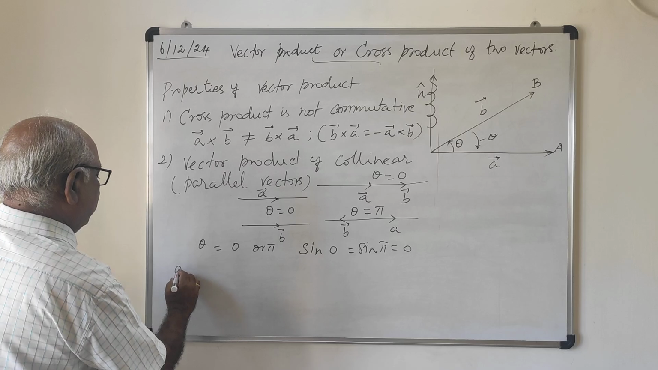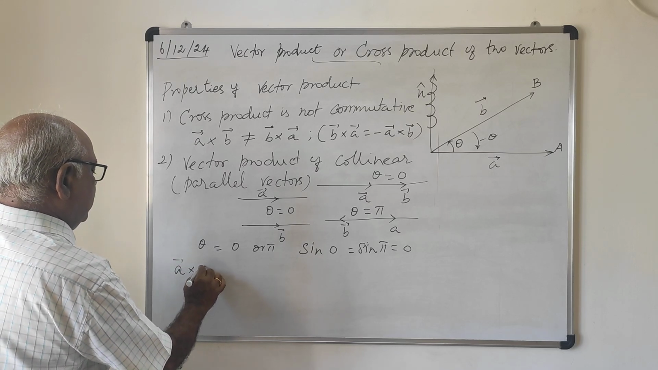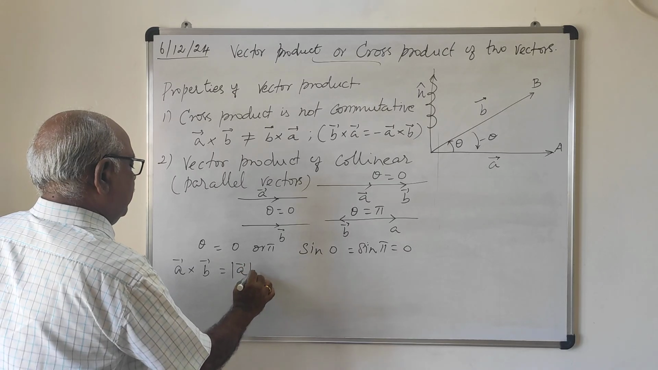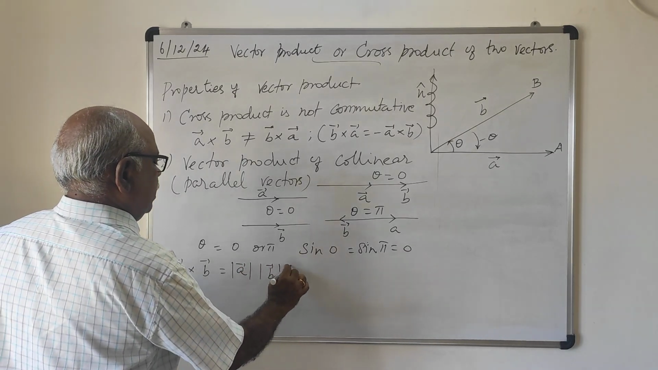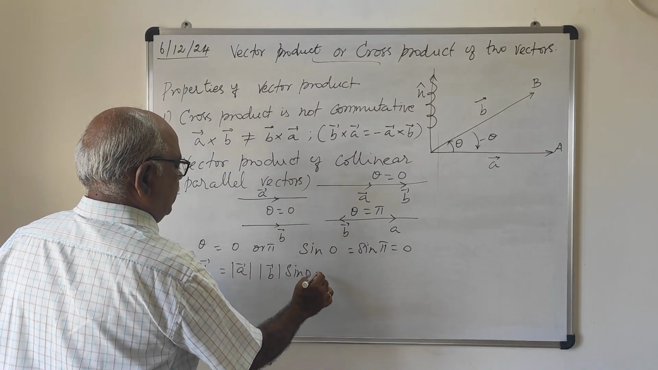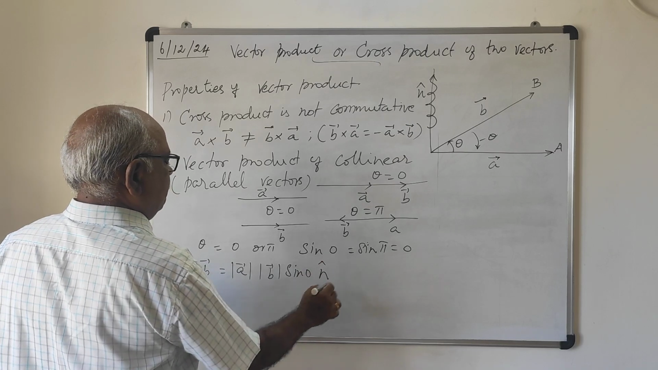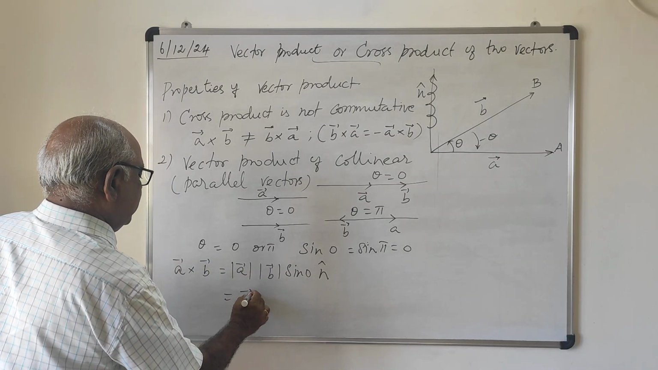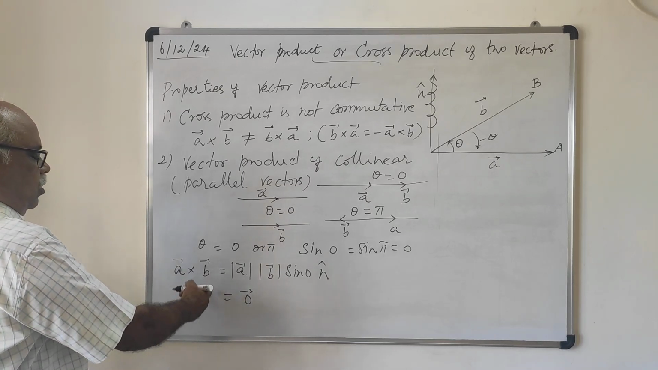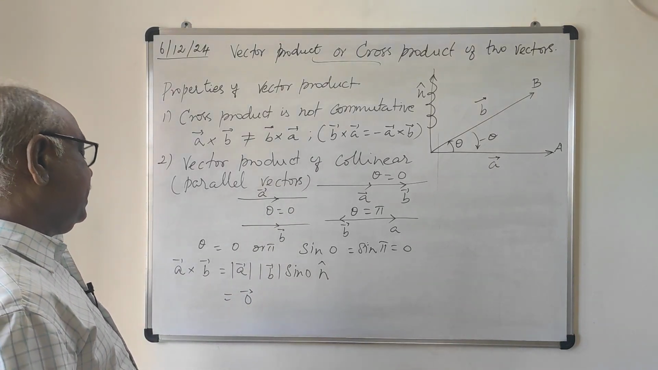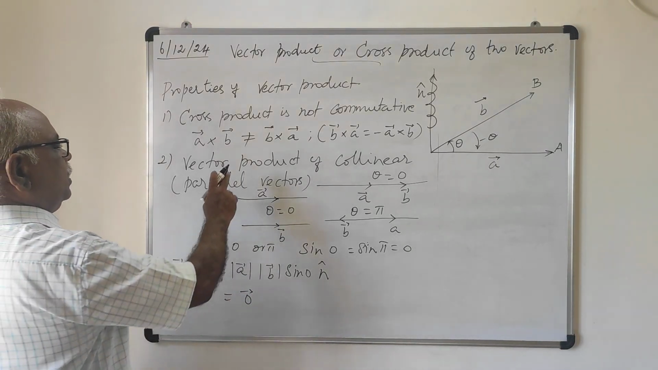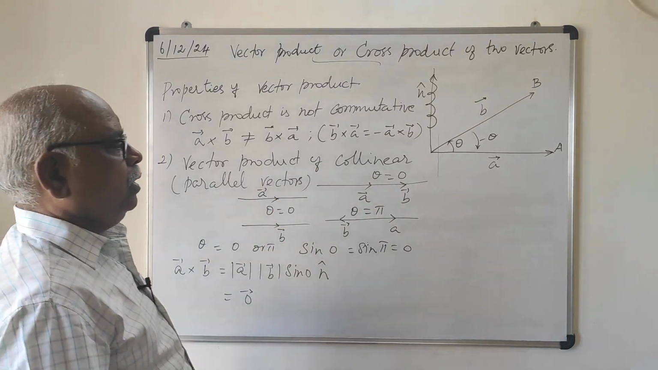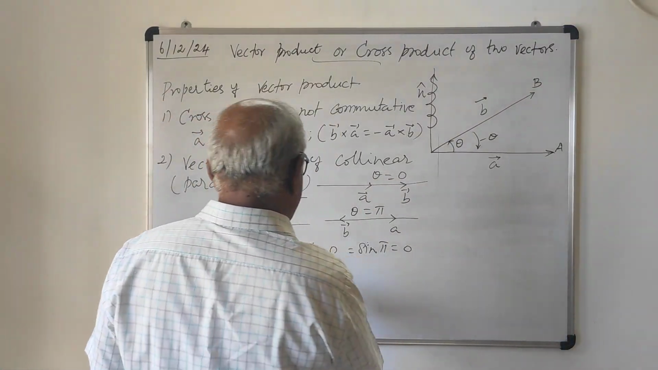Therefore, A cross B equals mod of A into mod of B into sin 0 or pi into n cap. Whatever it may be, sin 0 is 0, therefore everything is 0, this is the 0 vector. Since it is a vector quantity, A cross B is the 0 vector. So if the two vectors are parallel or collinear, A cross B is 0 vector.